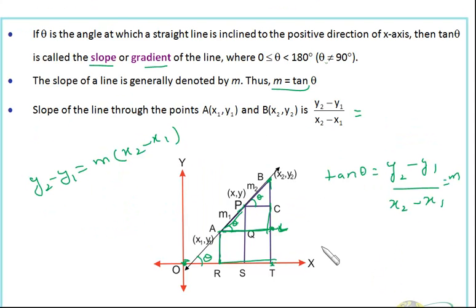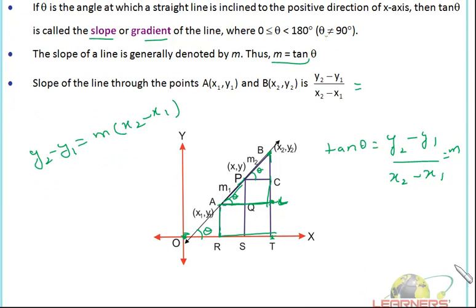Friends, we have already calculated the slope when the line is passing through two points (x1, y1) and (x2, y2), right? So slope was (y2 minus y1) by (x2 minus x1), right? So if we put the value of this slope over here, precisely that is nothing but y2 minus y1 is equal to m(x2 minus x1). Okay, the value of this, if we put in the point slope form, that is y minus y1 is equal to m(x minus x1).